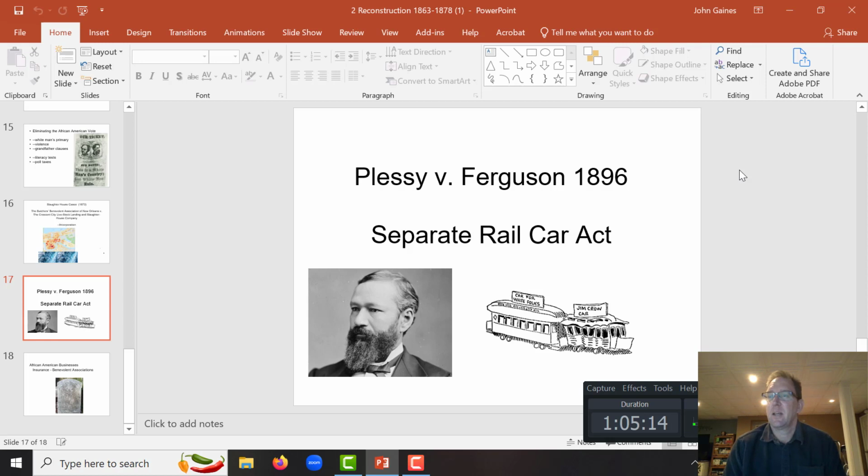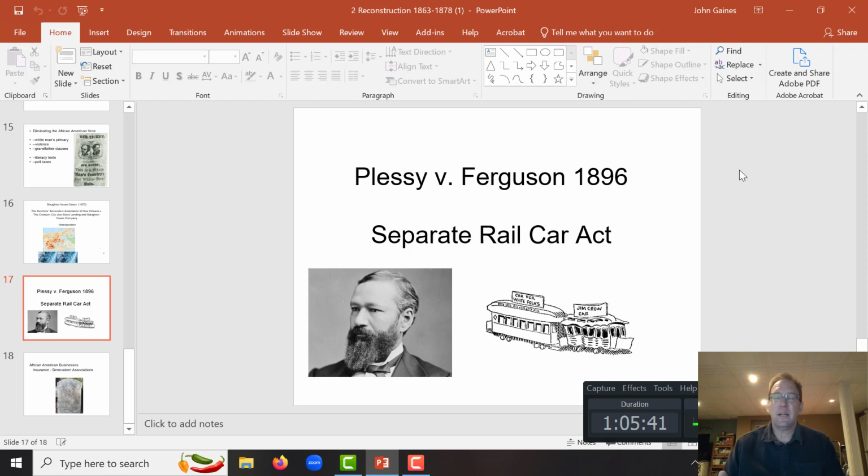A lot of legal scholars have argued that Plessy versus Ferguson is one of the worst decisions to come out of the United States Supreme Court. The worst one that most legal scholars agree on is Dred Scott versus Sanford. That one says that African Americans could never be citizens.